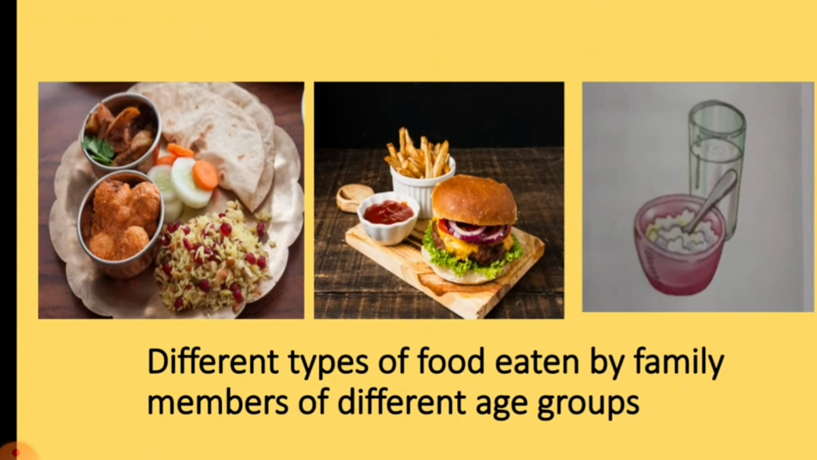Different types of food are eaten by family members of different age groups. Students, different people have different diets. Children who are growing up need bodybuilding food. People who do physical work need more energy giving food. And elderly people eat less. They take soft food that can digest easily. And small babies have milk or semi-solid foods like mashed bananas and steamed apples.